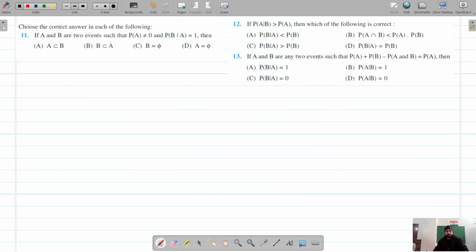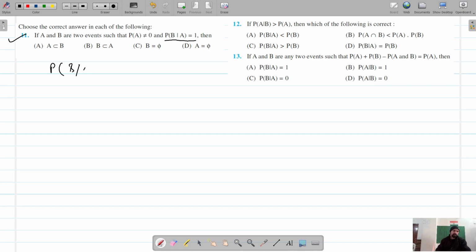Our next questions are question number 11, 12, and 13 of chapter 13, Miscellaneous. Moving on to question number 11, it says that A and B are two events and the probability of A is not equal to 0. It's given that the probability of B by A is 1.